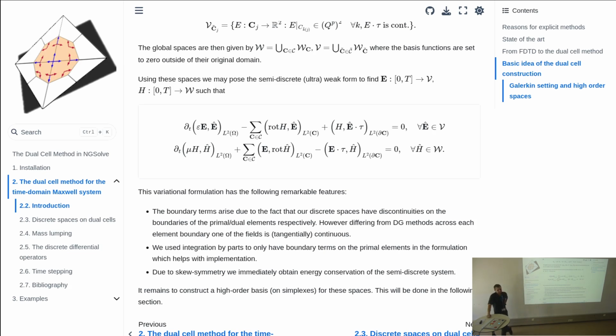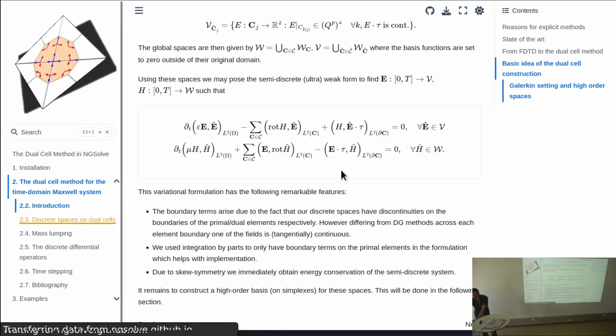What is important for symplectic methods? Exactly. So if you want to have a symplectic time stepping, then you want to have this skew symmetry here. Okay, so how do we define these discrete spaces?